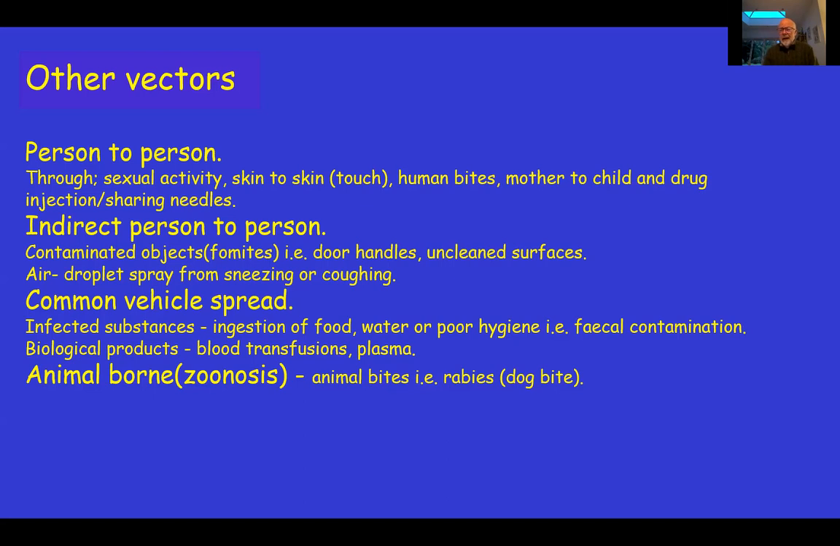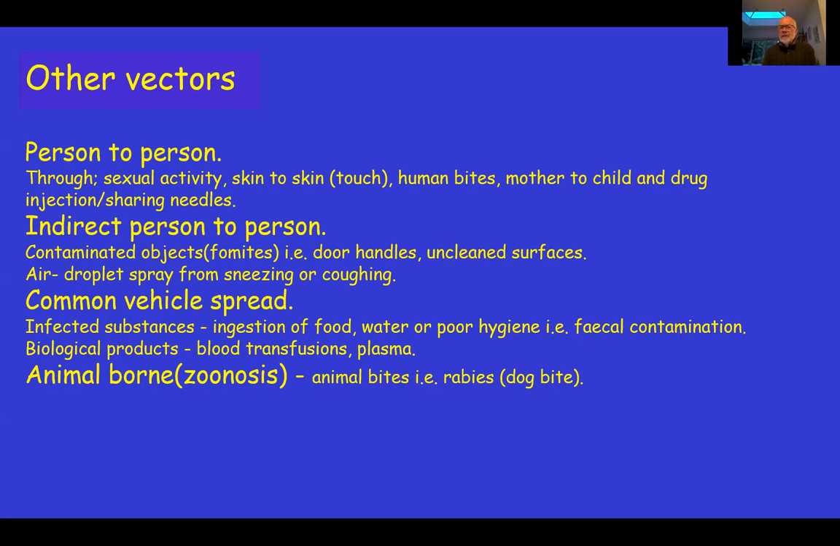Some people have had hepatitis because of contaminated blood. We do have quite rigorous laws on this now, and screening process. Now, animal-borne ones, what we know are called zoonoses, are usually things like animal bites.